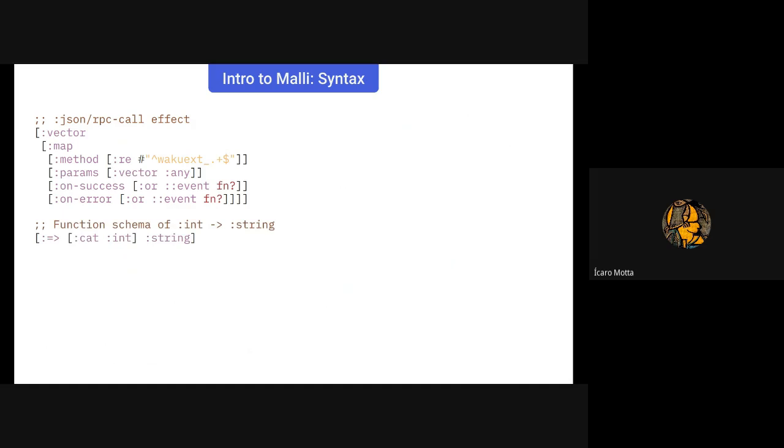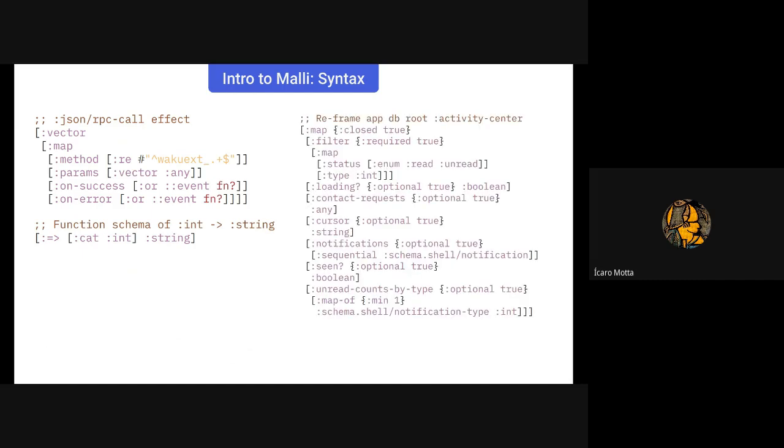this works. The next one is how you define in Malli a function schema. We'll talk a lot more about this soon. In this case, it's saying the function expects an integer and returns a string. It's a bit weird, but you get used to this. It's always the same recipe.